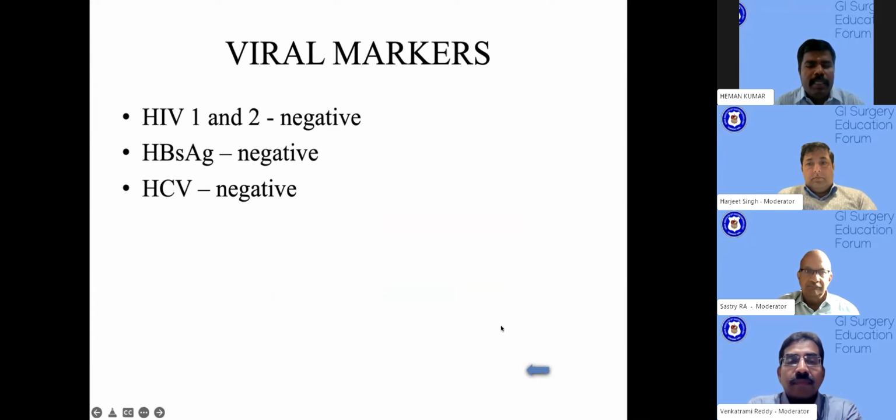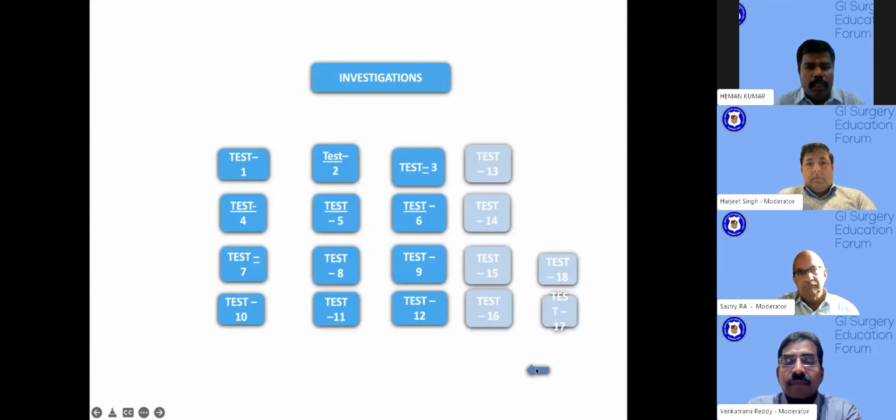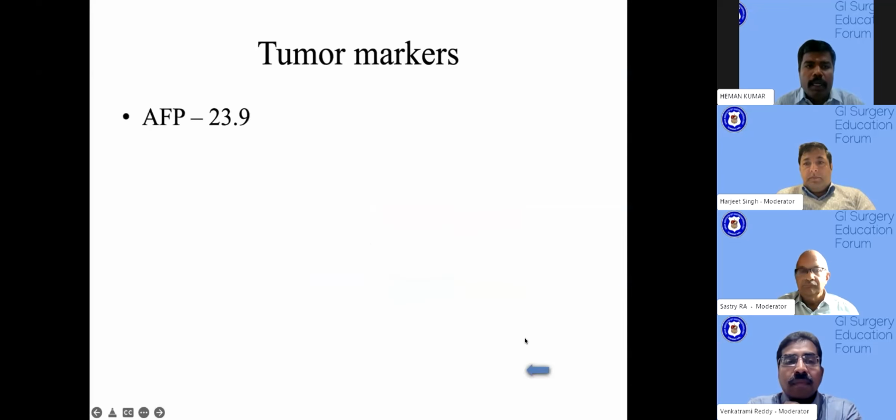Then I would like to go for imaging, sir. First, I would like to do ultrasound abdomen pelvis. But you did not mention tumor markers, no? Tumor marker alpha fetoprotein is 23.9. It's elevated. Any other tumor marker? Since colorectal malignancies are more common sources of secondaries, I will look for a CEA also.